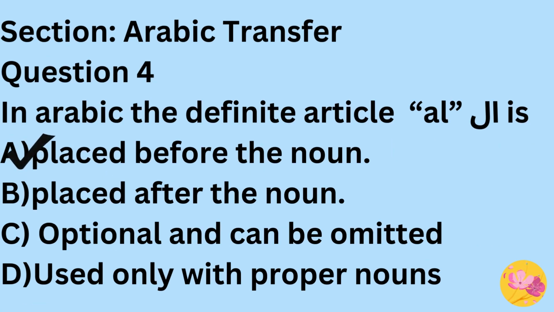Question 4, in Arabic, the definite article al is placed before the noun, placed after the noun, optional and can be omitted, or used with proper nouns only. No, it's placed before the noun. So, as we learned earlier, we have to know the position of each grammar concept in Arabic because it is different when it comes to English. If you compare it with English, it is totally different. Sentence structures are also different.